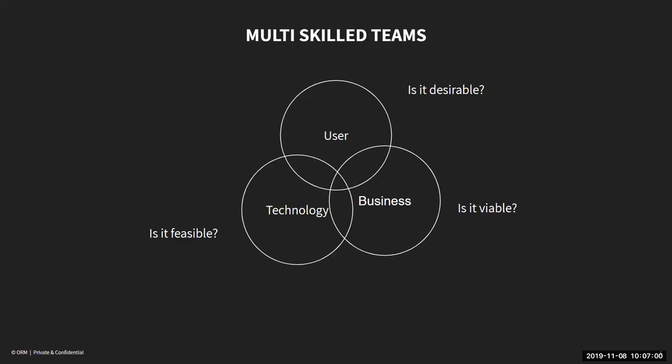So we need to really understand the needs of the users. In this case, these could be customers, they could be internal users. In the case of housing associations, they could be residents. And we want the users to use the product. So we want this to be a desirable product that they want to use.